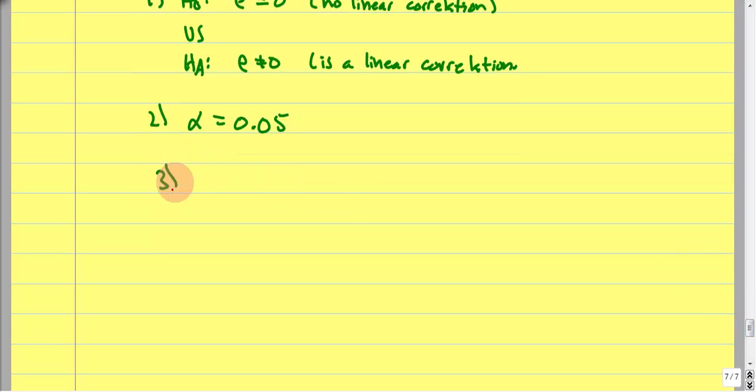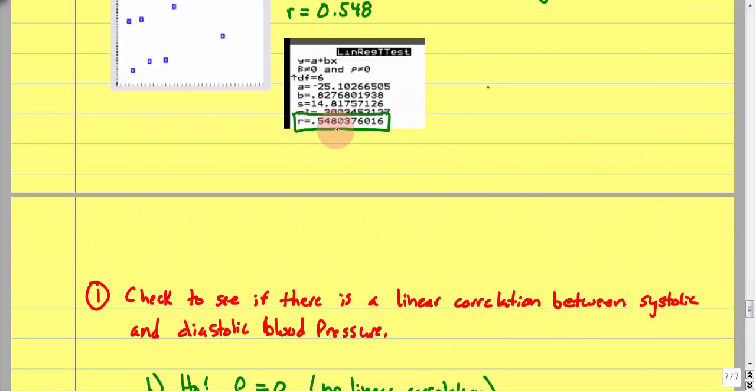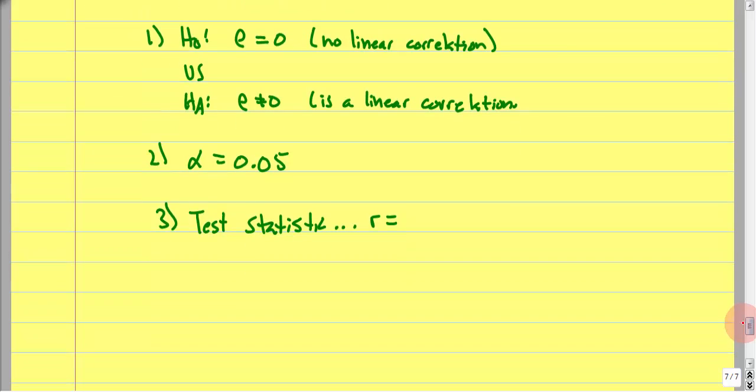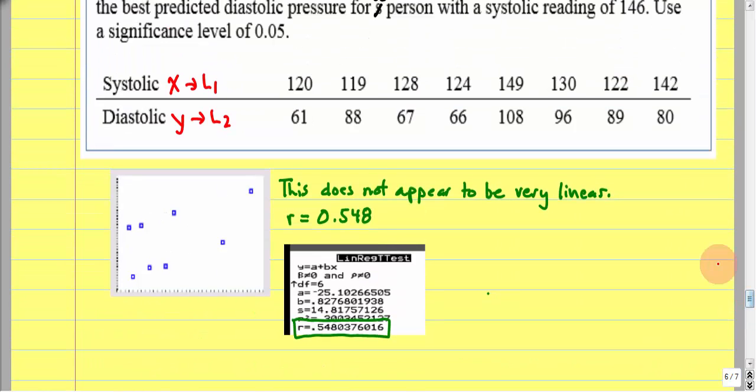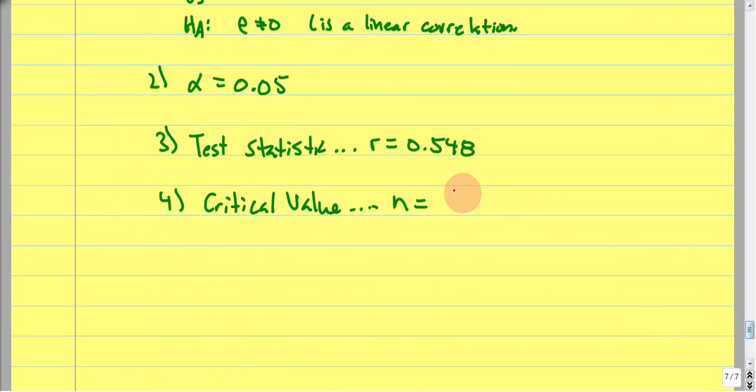My test statistic, that was that value of r that we just calculated with our calculators. This is 0.548. Next, we need to go ahead and find my critical values. Now, in order to find my critical values, I need to know my sample size. So let's look up here for my sample size: 1, 2, 3, 4, 5, 6, 7, 8 pairs. And alpha equals 0.05.